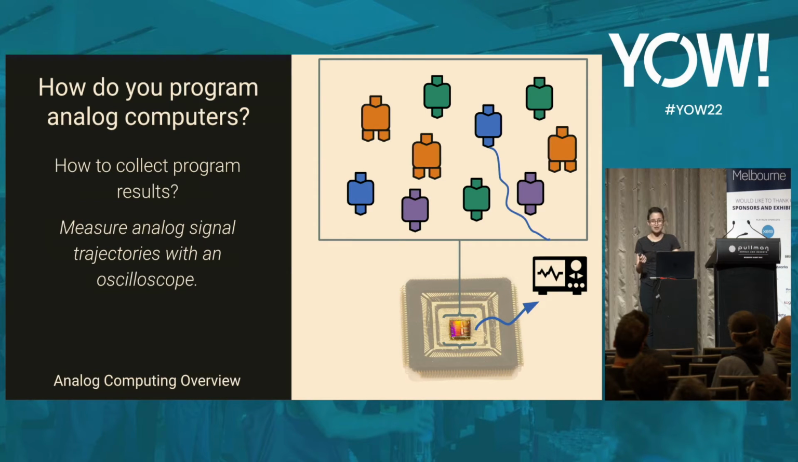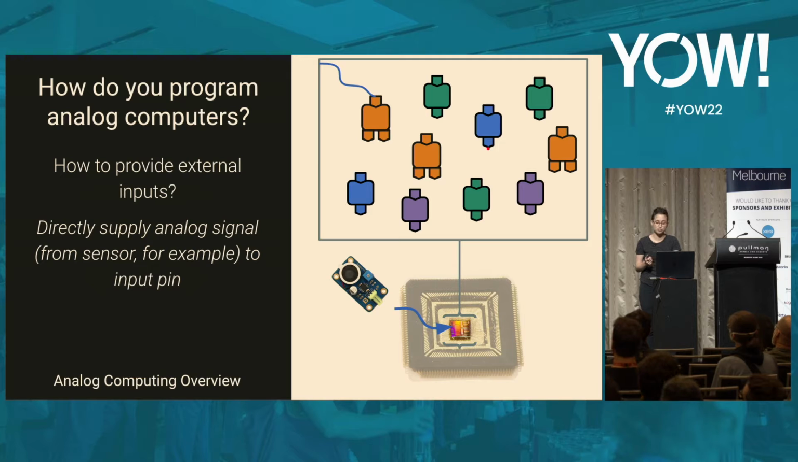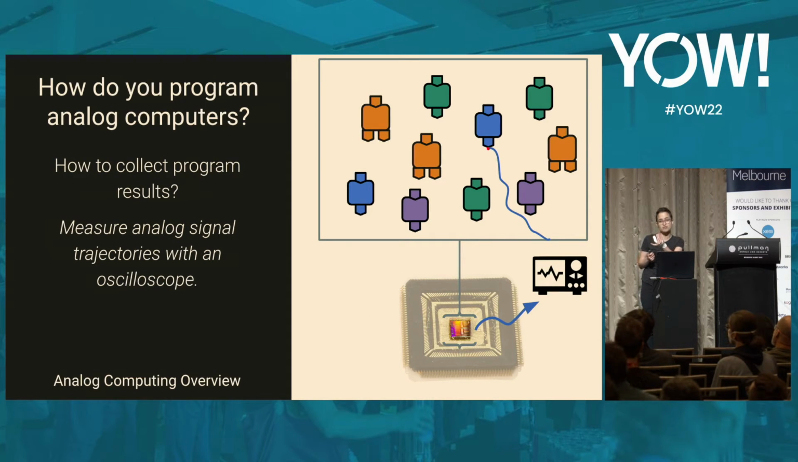And so how do we collect program results? Well, basically we route the signal of interest to a particular point within the hardware. That maps to a pin on the device, which we can then route to an oscilloscope. And so you'll see the program results on the scope's display.